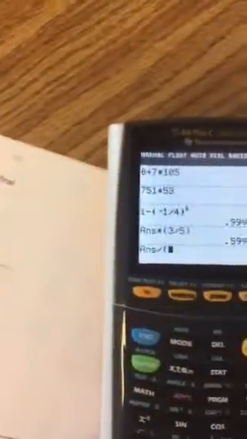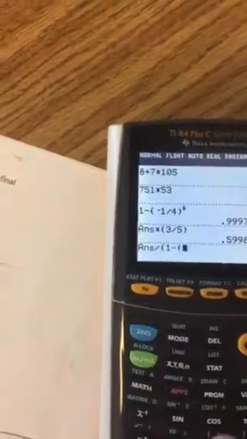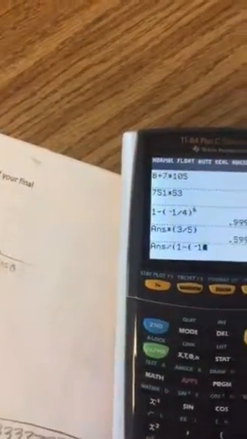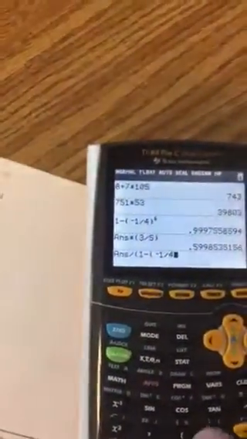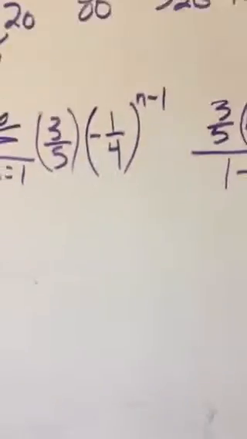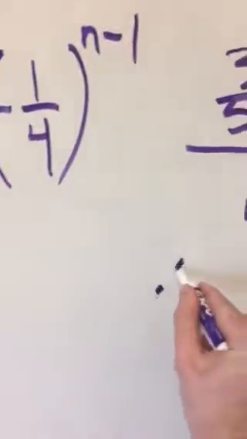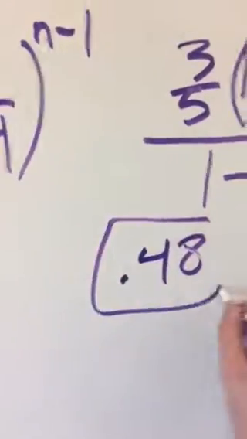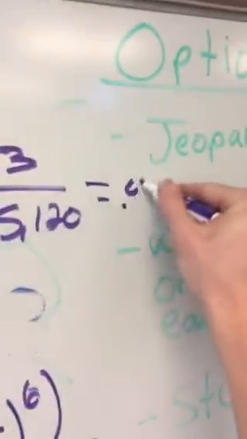And I'm going to divide that by 1 minus -1/4, which is also just 1.25 if you want to do it that way instead. Okay, and we get 0.48, which is wrong on the paper answer key. So the paper answer key is wrong. This should be equal to 0.48 if we round up. Okay, that's what our sum is equal to, 0.48. Okay, sweet.